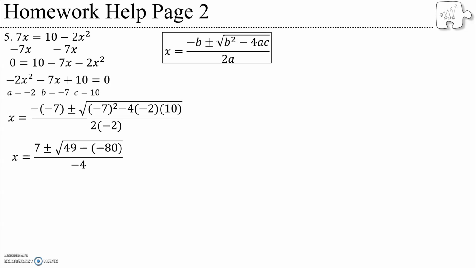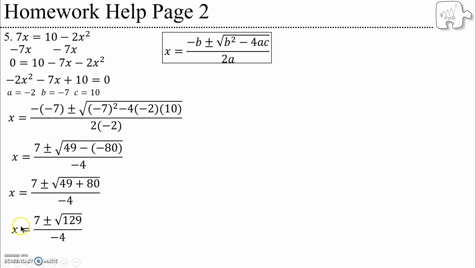So now we have minus and negative, or we could also think about this as the opposite of a negative. So this is going to be combining two positives together. So it'll be 7 plus or minus the square root of 49 plus 80 all over negative 4. And then 49 plus 80, we know is 129. So we get 7 plus or minus the square root of 129 over negative 4.